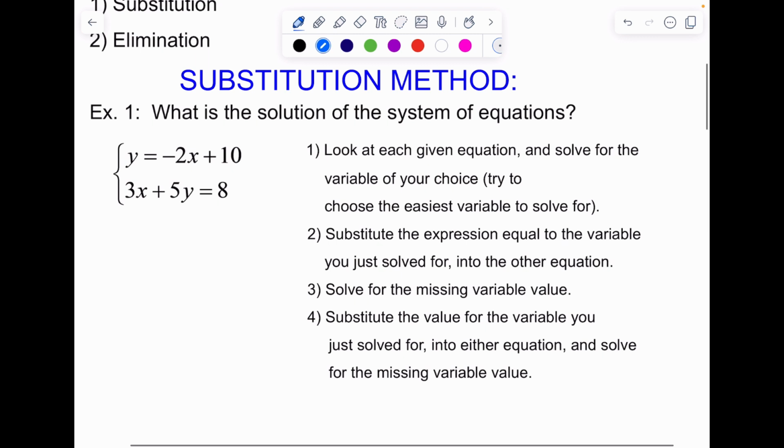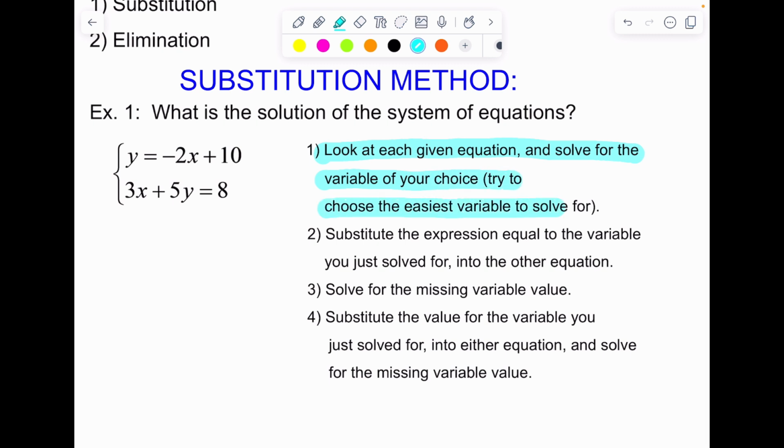Well, when we're using the substitution method, the first thing we want to do is look at the given equation and solve for the variable of your choice. I do recommend for you to try to always solve for the easiest variable. So in this particular case, we don't have to solve for anything because they've given us the value for y: y equals negative 2x plus 10. So we've already solved for the variable of our choice.